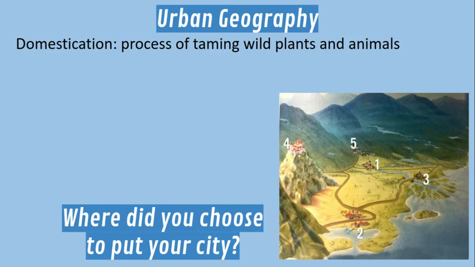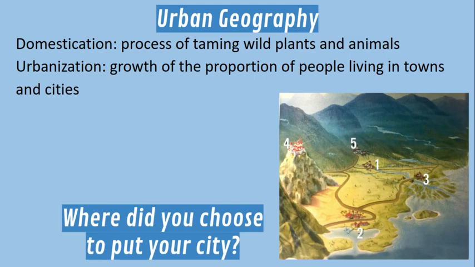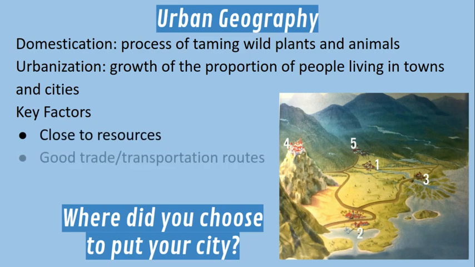So in kind of thinking about that picture, domestication is this idea of taming wild plants and animals and making them easier to use as humans. Urbanization is the growth of the proportion of people living in towns and cities. So urbanization is where you're having more people live in towns and cities than in countryside. So there's key factors. You have to be close to resources. It has to be very easy to trade. There have to be good transportation routes. And it needs to be easily defended.